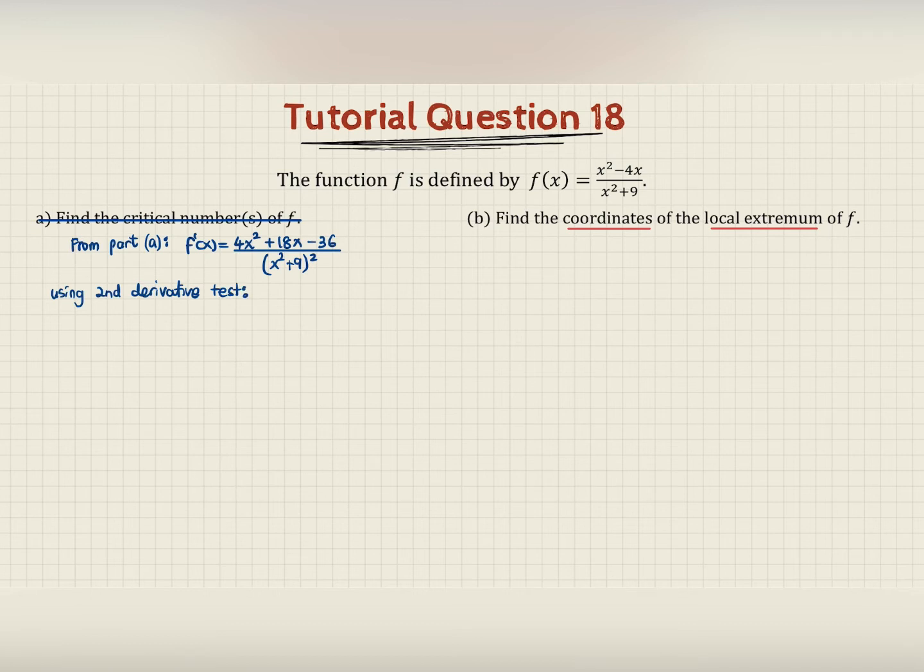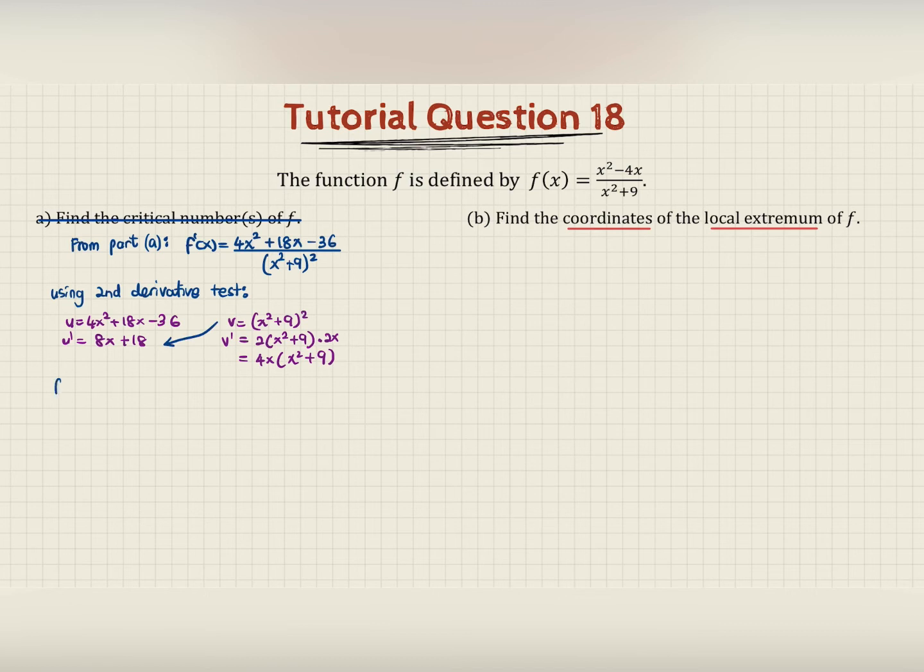so kat sini our u is 4x squared plus 18x minus 36 and our v is x squared plus 9 squared. So u prime will be 8x plus 18 and v prime, okay, ni guna power rule, 2 bawa pergi depan, x squared plus 9 saling and power akan kurang 1. And then jangan lupa differentiate dalam ni, x squared plus 9, kita differentiate dapat 2x. So that means I have 4x times x squared plus 9. Okay, so now vu prime.